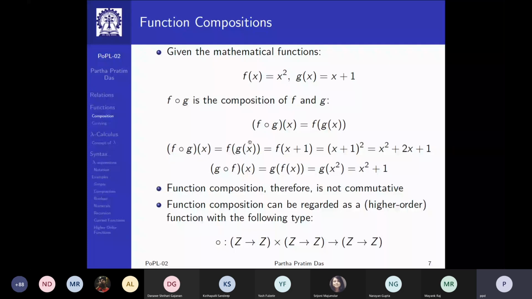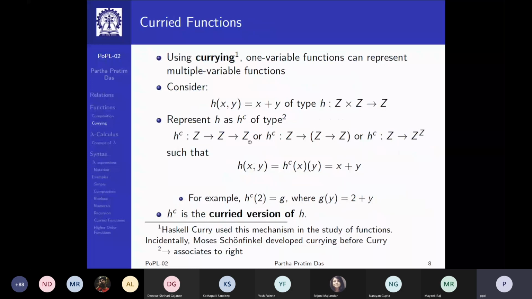Next, I introduce a very simple notational concept called currying, or curried function. The name currying came from Haskell Curry. The name Haskell you are familiar with in terms of the language. Yes, he was a mathematician. So Haskell Curry used this mechanism to study functions.